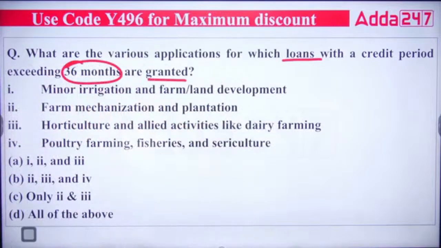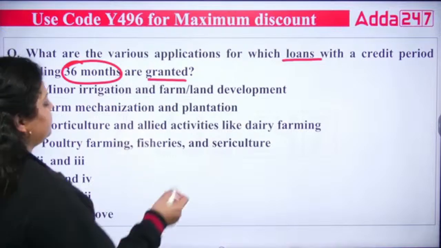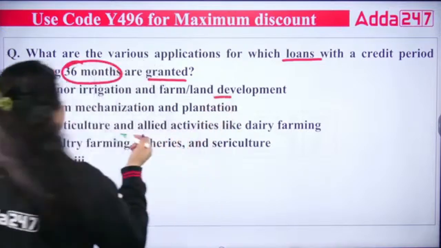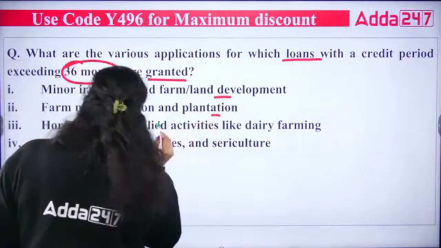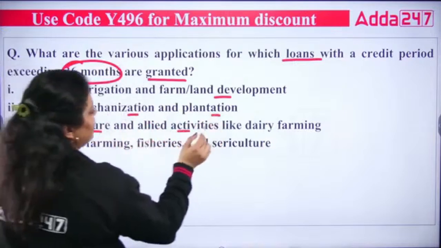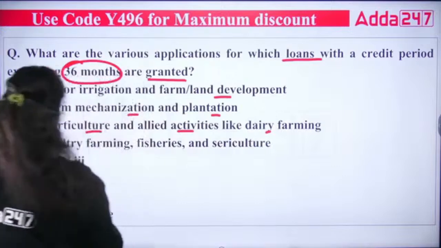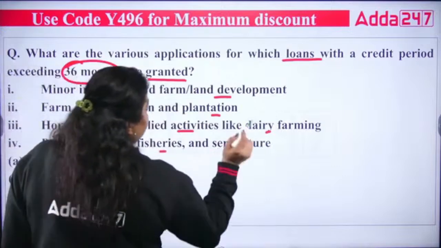So the question is asking here, what are the various applications for which the loan with a credit period exceeding 36 months are granted. First is minor irrigation and farmland development. Second is farm mechanization and plantation. Third is horticulture and allied activities like dairy farming. Fourth is poultry farming, fisheries, and sericulture.